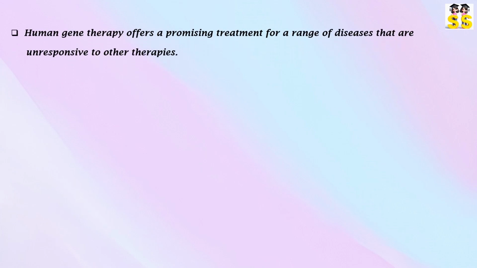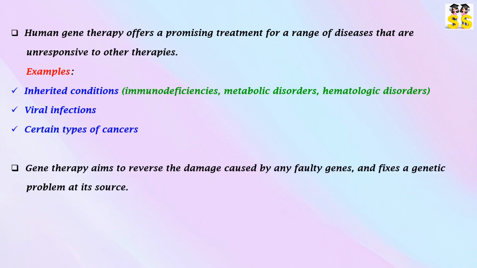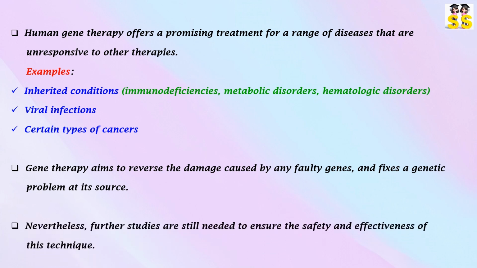Human gene therapy is a promising treatment option for a range of diseases that are unresponsive to other therapies. Examples include inherited conditions, viral infections, and certain types of cancers. The goal of gene therapy is to reverse damage caused by any faulty genes that you may have, and fix a genetic problem at its source. Nevertheless, further studies are still required to ensure the safety and effectiveness of this technique.